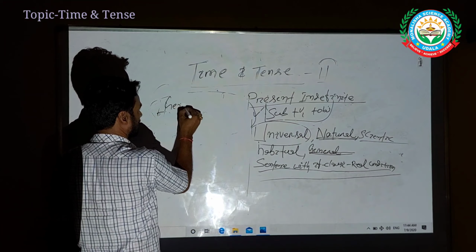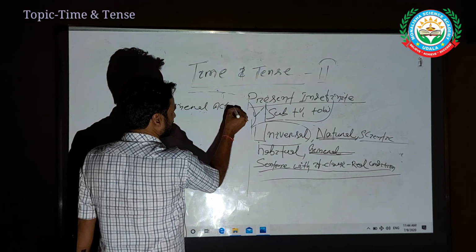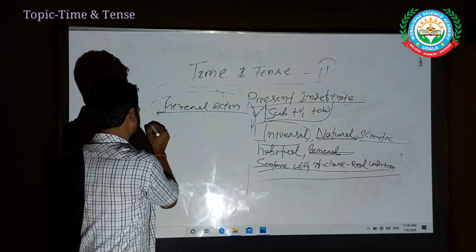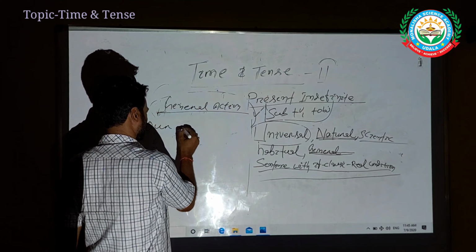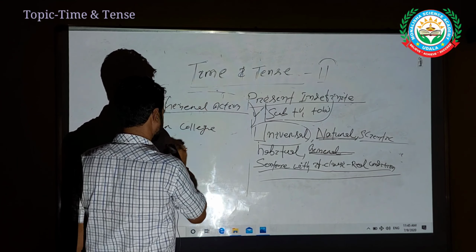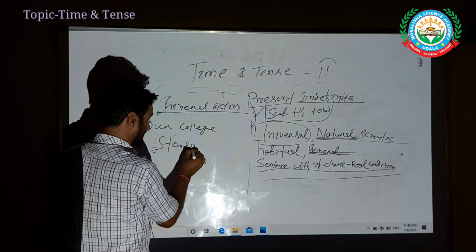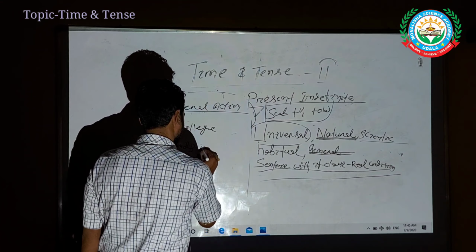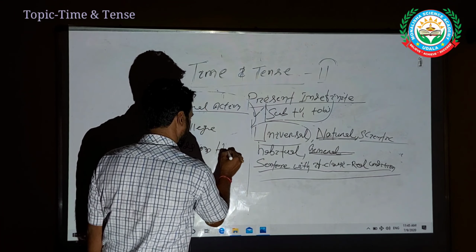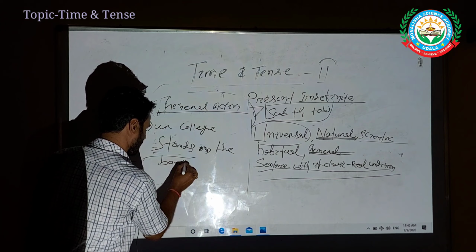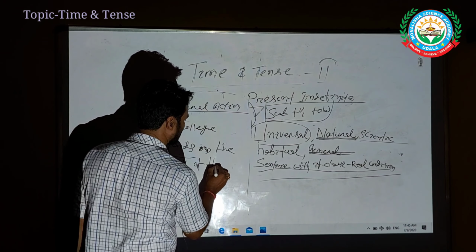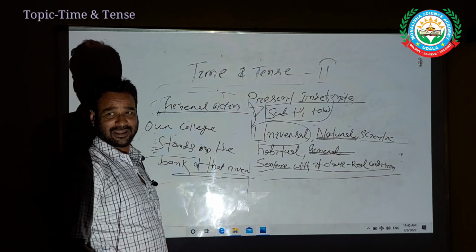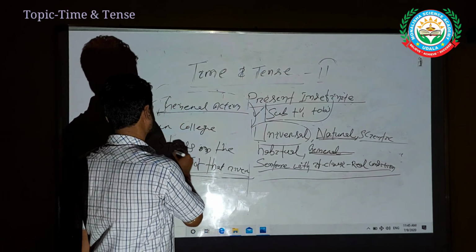General action. This action has to be seen as a general thing. The example I am giving here: our college stands on the bank of this river. Stands on, not standing on. This is the landmark I have given here, that river, or any other landmark you can give also. So it's a general action.